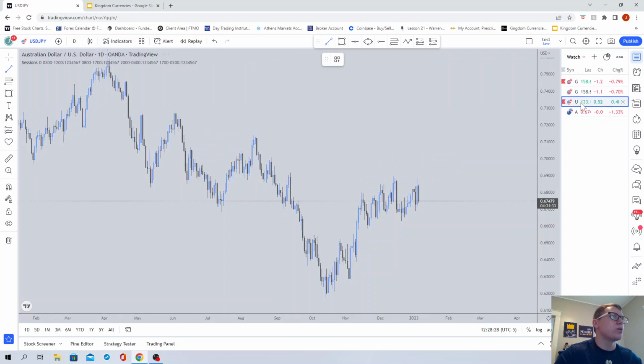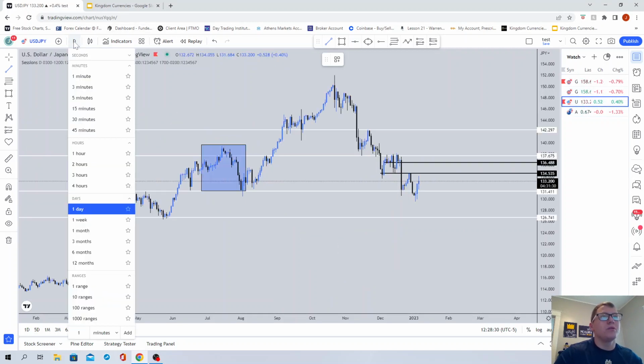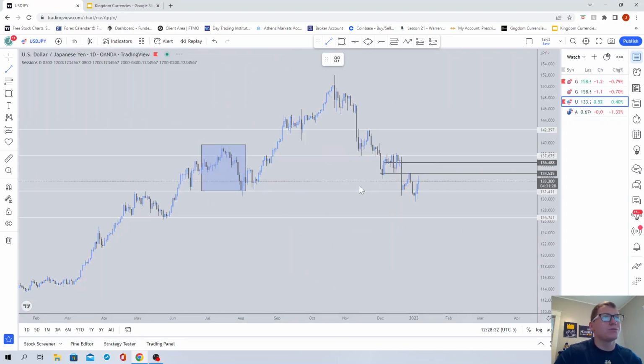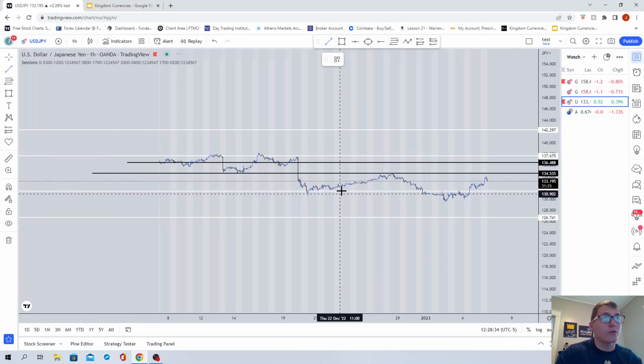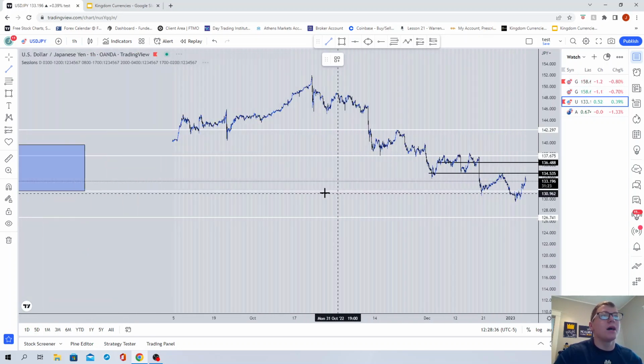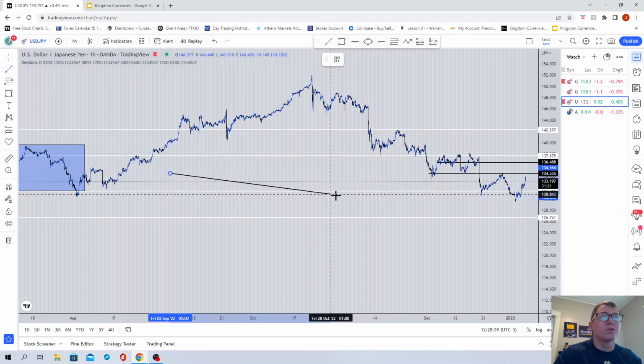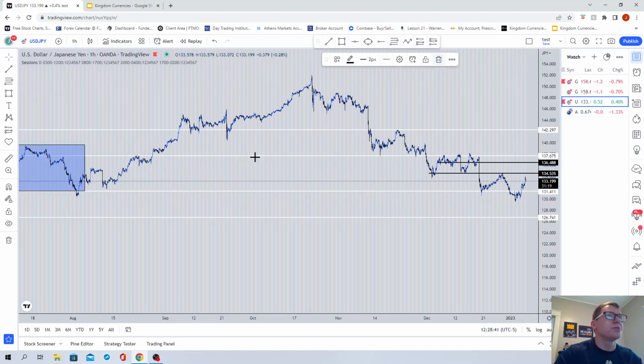So I'm going to change the chart. I'm going to go to USDJPY. I already have a section highlighted just to make it easy. Now, these are everywhere. It's the exact same way that we identify structure. You're just looking for multiple touches. You're just looking for multiple touches.